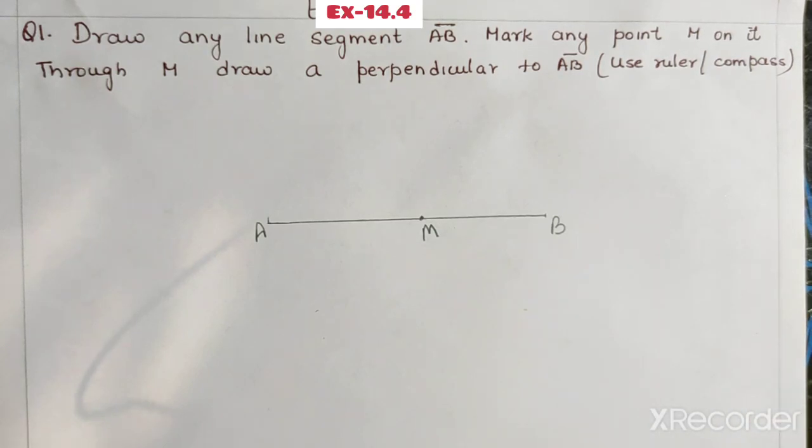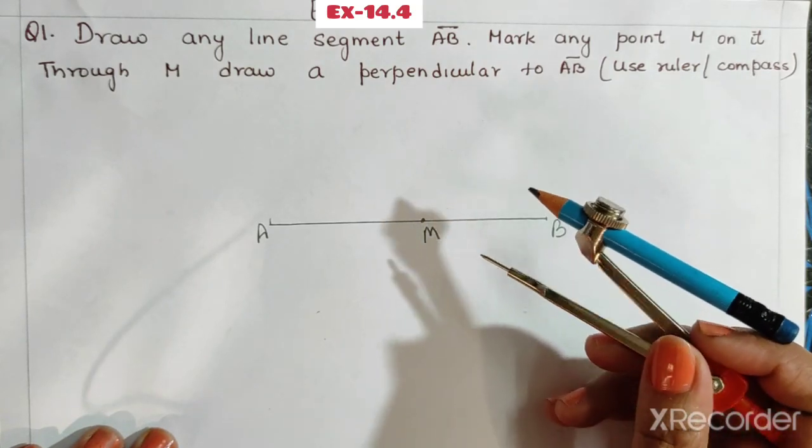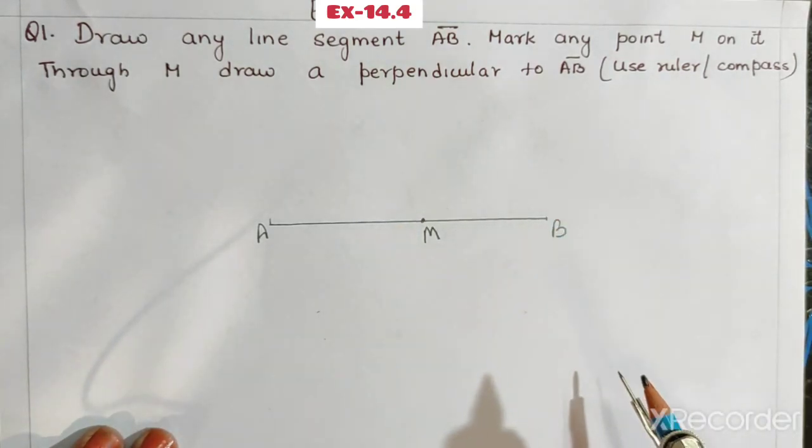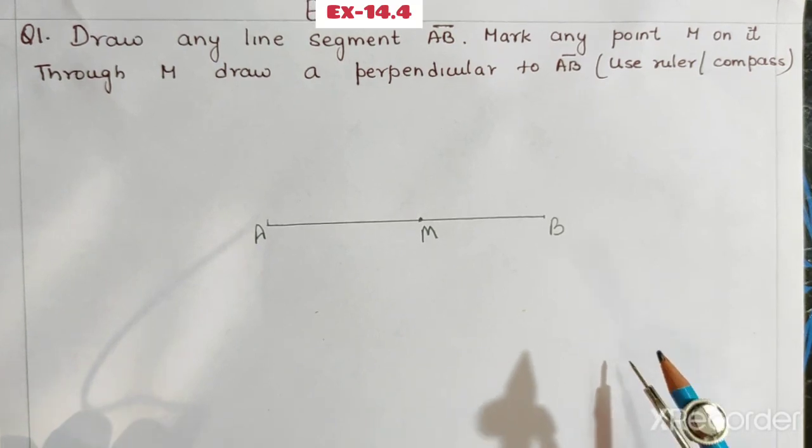We are not going to use the set square in any of the questions of chapter 14, right? So let's draw the perpendicular. One way of drawing a perpendicular is to construct a 90-degree angle. But students, till now we have not learned how to construct the 90-degree angle. In exercise 14.6 we will be discussing it. Till then we will construct the perpendicular like this only. And once you have learned to construct a 90-degree angle, you can construct it at point M also.